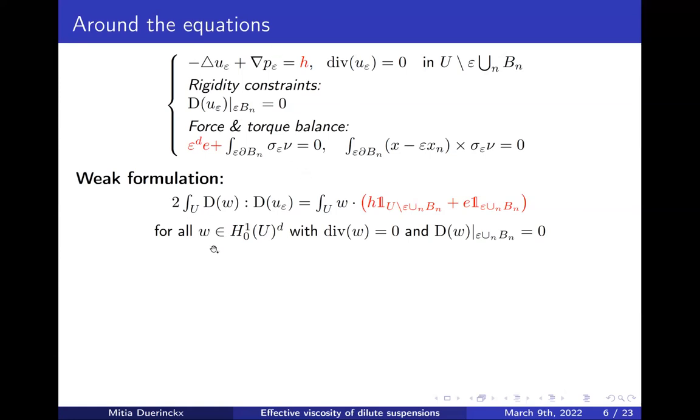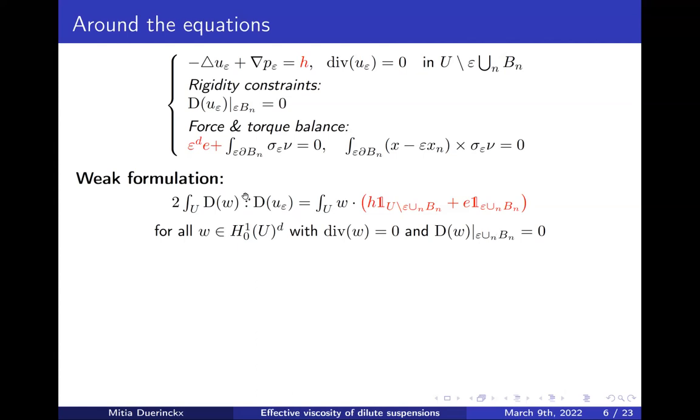So you just test the equation with a test function W, which satisfies the constraint. So it's incompressible and it's rigid inside the particles. Then it's a direct computation to see that all the boundary conditions are just made so that the weak formulation takes this form. So you have just the Dirichlet form on the whole domain, which is equal to simply your test function against some kind of effective internal force, which takes into account both the true internal force H in the fluid domain, and also exactly on the same footing, the sedimentation force E inside the particle.